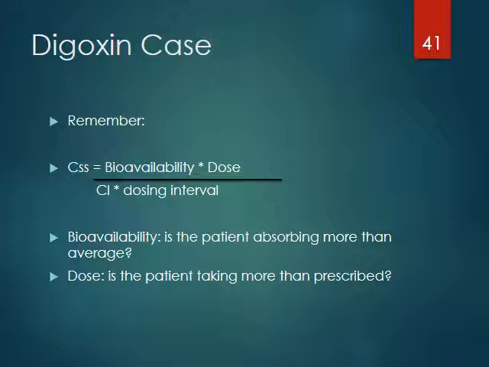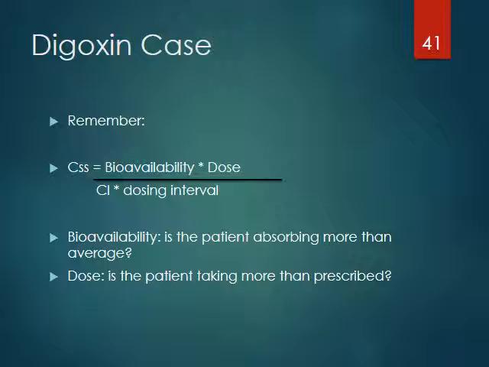So again, remember when we're interpreting this that the steady state concentration is really going to be based on the bioavailability, which is how much the patient's actually absorbing. It's going to be based on their dose, divided by the clearance, how well they're actually able to clear the drug, and then also their dosing interval, right? So we don't really have any control over the bioavailability or the clearance, but certainly we can have some effect on the dose and the dosing interval.